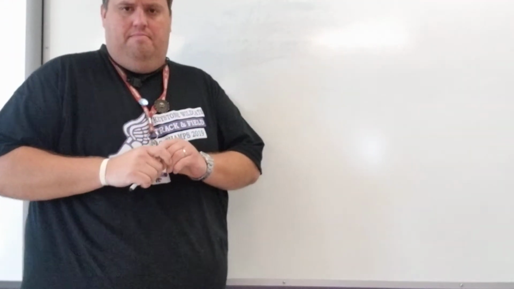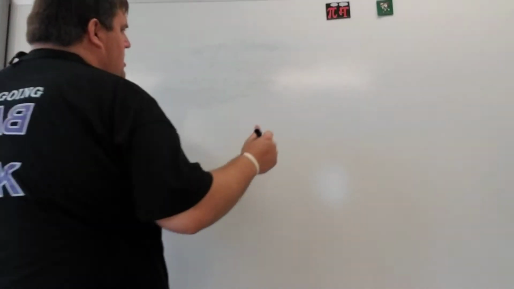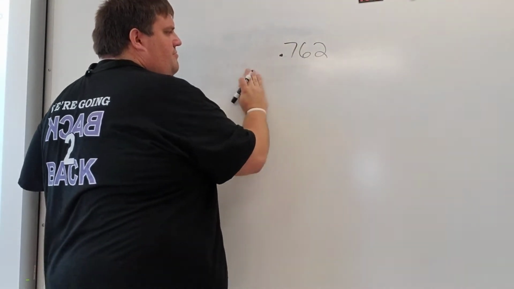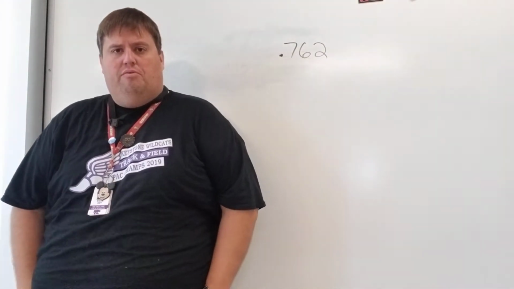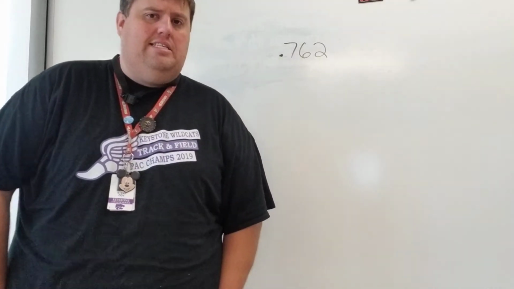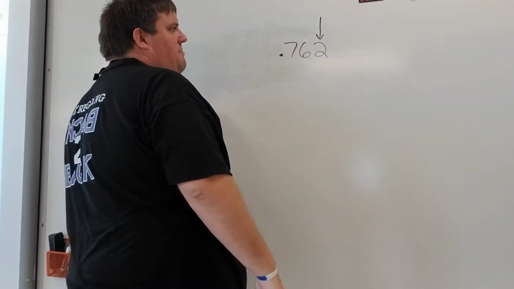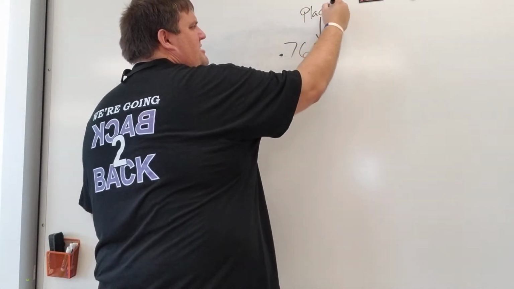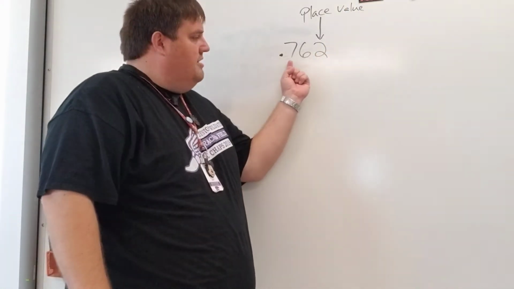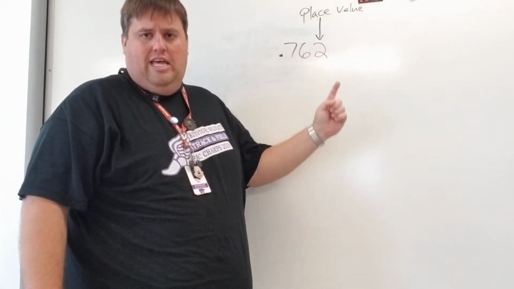So, let's say we have a terminating decimal, like 0.762, and we want to write that as a fraction. We want to be able to show that this is a rational number. So for any decimal that ends, you're going to look at the place value of the last number. In this case, this is tenths, hundredths, thousandths. So that number's in the thousandths place.